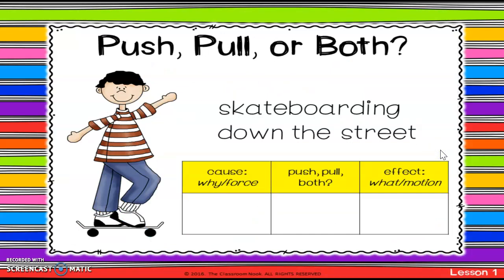Another example is skateboarding down the street. Well, let's think. When I skateboard, I have to push my foot against the ground. So my cause, my why that makes me move, is I push my foot against the ground, and that makes me move myself forward. So that's another example of a push motion.